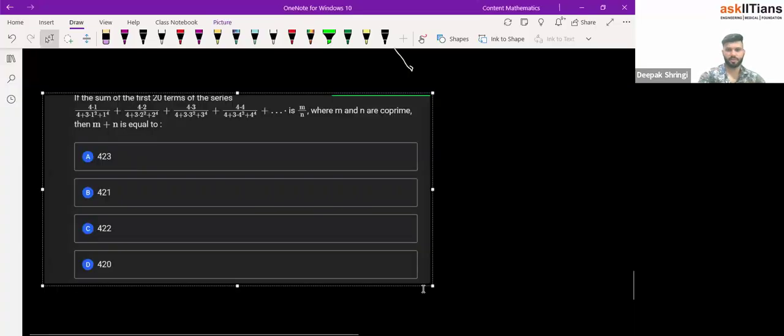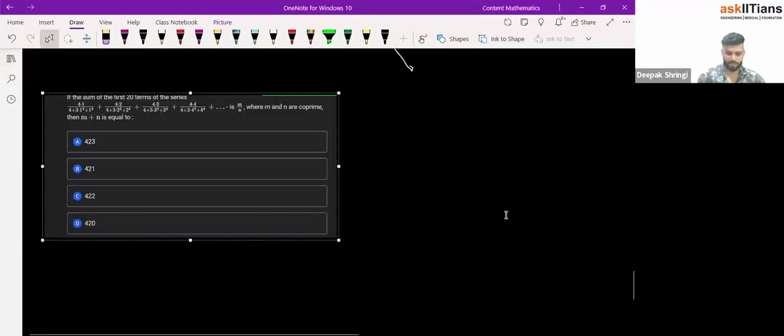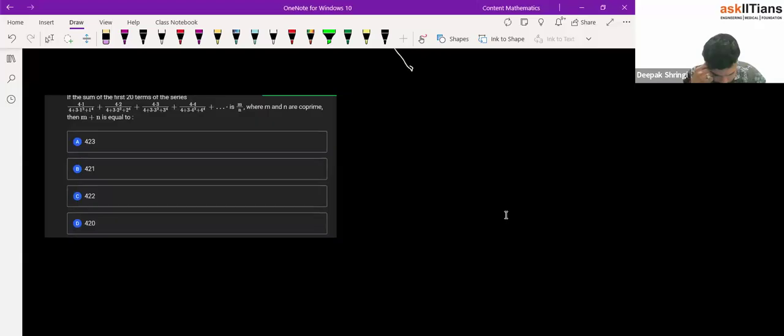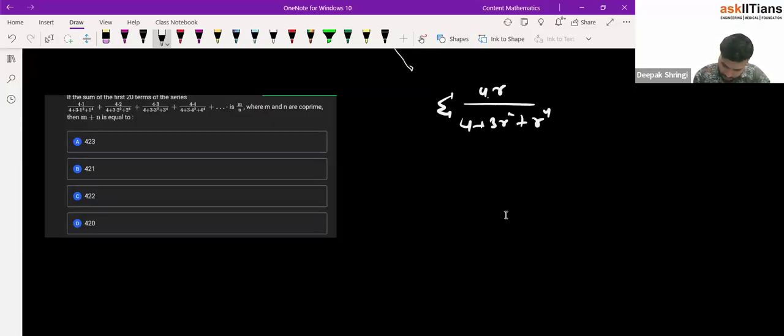This is a doubt, guys. Look. He says that we have to find the sum of 4 upon 1 plus 3, then 4 into 2, 4 into 3, 4 into 4, 4 into 5, up to 20 terms, right? It's a sequence question in a way. So guys, this general term is given to you. The sum is given to you: 4 times r upon 4 plus 3 into r square plus r power 4. Correct? This is what you have to find. When you put r equals 1, you'll get the first term, then 2, and then 3, and so on and so forth, right?